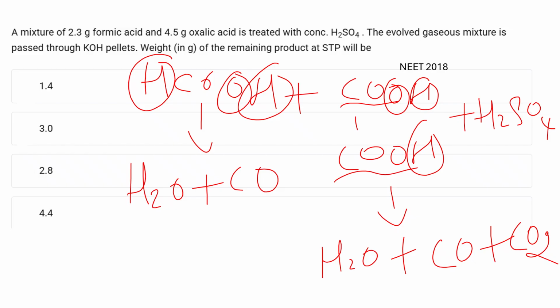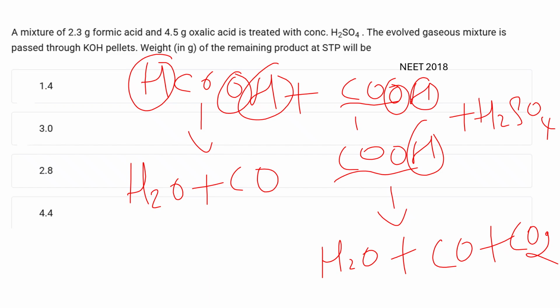Concentrated sulfuric acid first reacts with the formic acid to give water and carbon monoxide. Then sulfuric acid reacts with the oxalic acid to give water, carbon monoxide and carbon dioxide. They are asking: the evolved gaseous mixture is passed through KOH pellets, what is the weight in gram of the remaining product at STP?